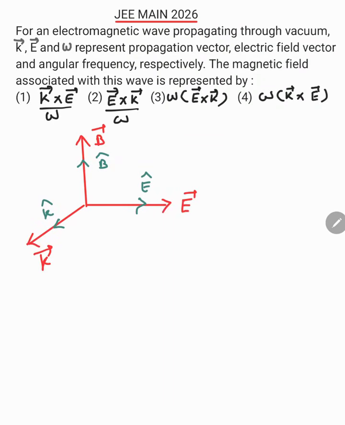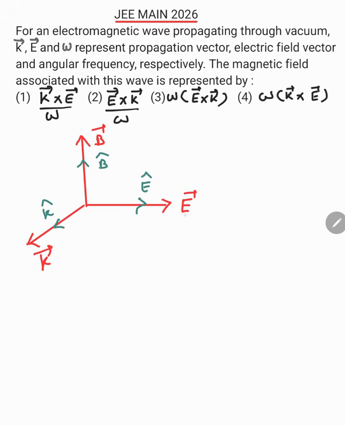Element 2026 MCQ. For an electromagnetic wave propagating through vacuum, K vector, E vector and omega represent propagation vector, electric field vector and angular frequency respectively. The magnetic field associated with the wave is represented by.